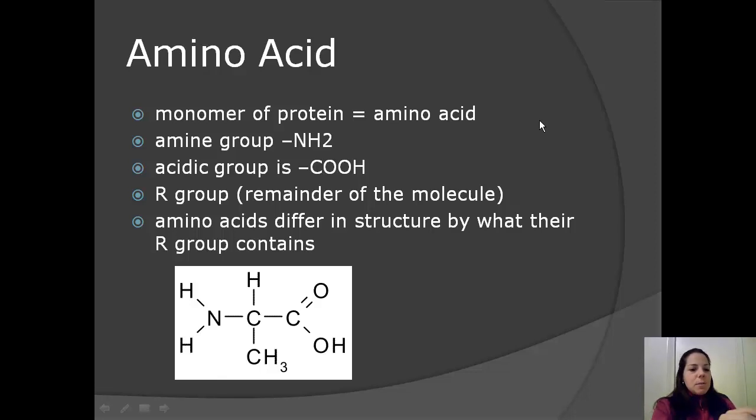Okay, the basic building block of protein is the amino acid. Let's take a really close look at the amino acid structure here and break it down. So the amine group is right here, and you are going to need to recognize this. So it's the nitrogen and two hydrogens. Then we have our carbon group right in the middle, so that's joining up with a hydrogen, a nitrogen, and it's also joining up with another carbon over here, and this here is called the acidic group.